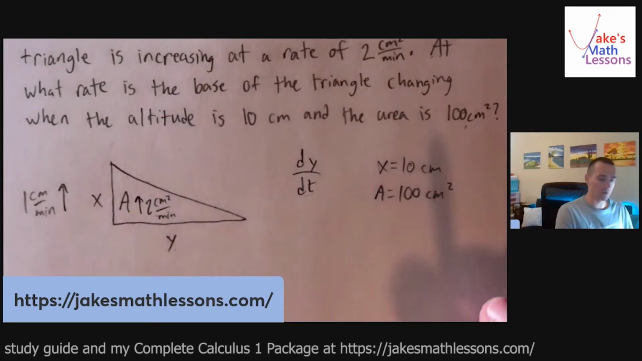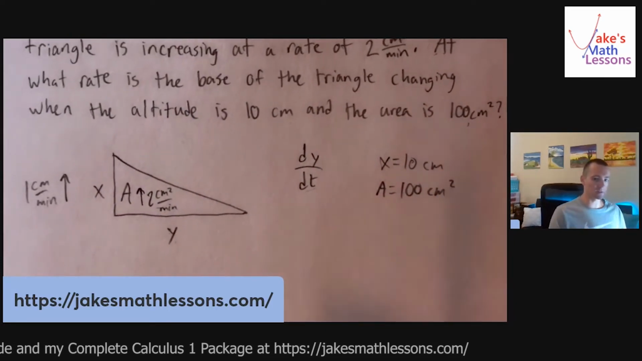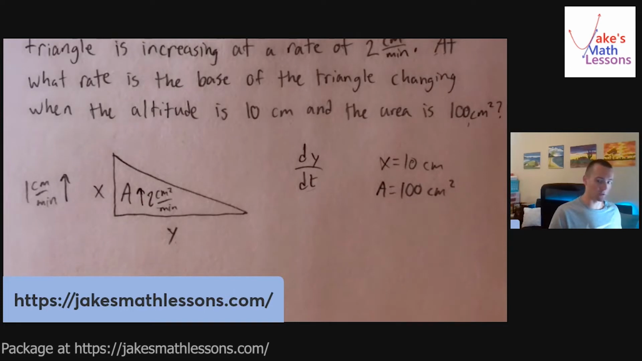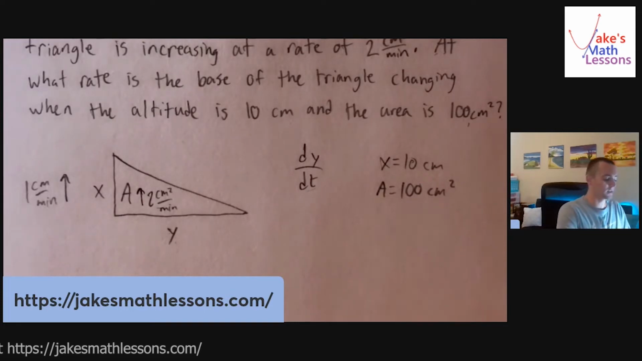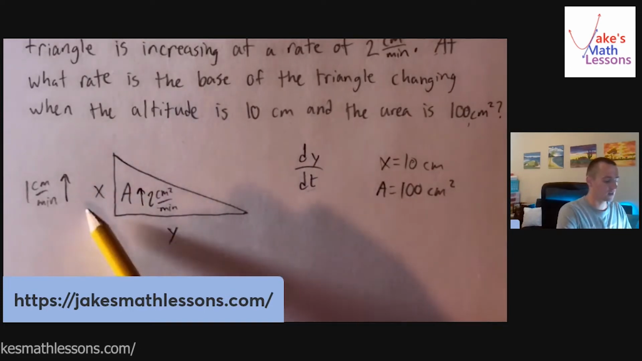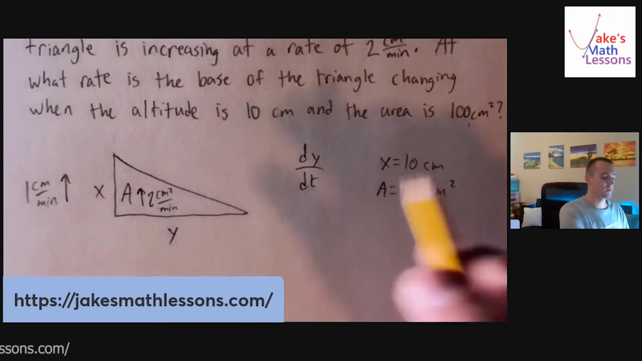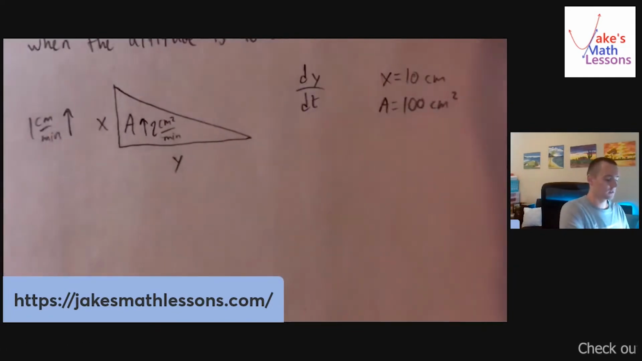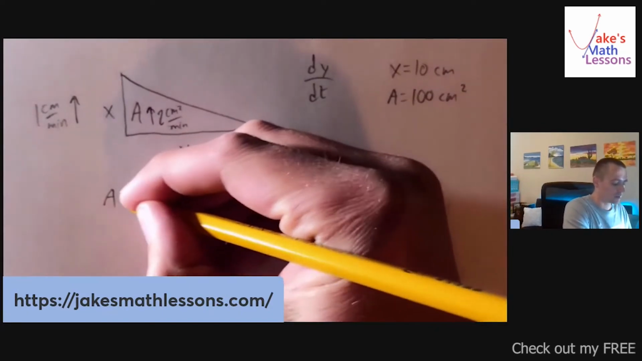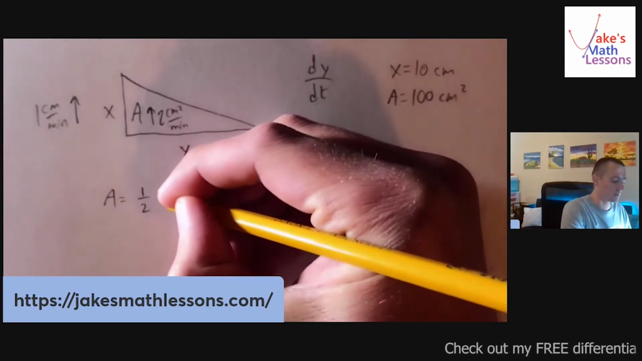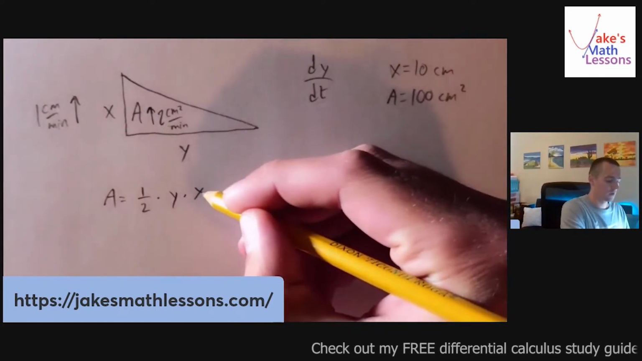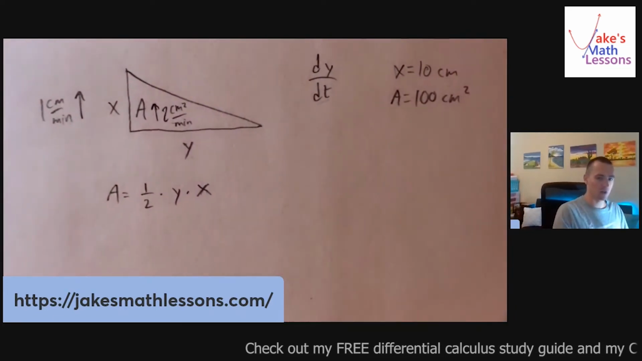Well, probably the best place to start, and of course, sometimes this takes a little bit of guess and check. You need to come up with an equation, see how well it works, and if it doesn't work, come up with a new equation. But in this case, since we have area, base, and height, probably the best place to start would just be with the equation for the area of a triangle, which is that the area of a triangle is just 1/2 times the base times the height, which in this case is going to be x and y.